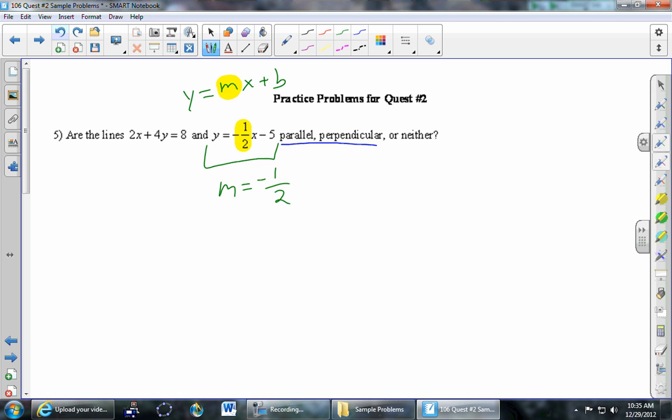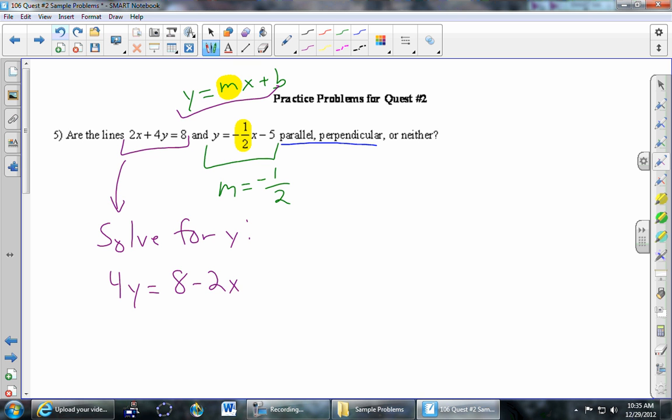But the other line, it's not as easy to tell what the slope is because it's not in the right form. So first step is to get this first line to look like the mx plus b form. Said another way, I want to solve for y. So I'll subtract 2x from both sides. And then I'll divide both sides by 4.